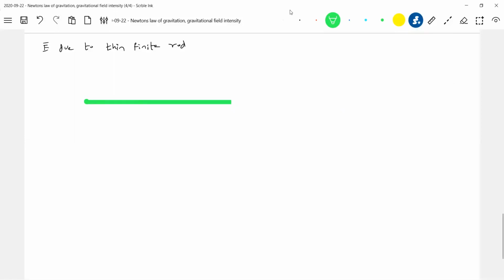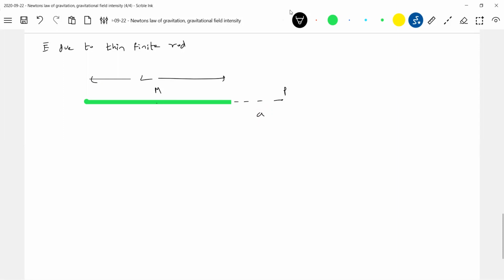What is our next object? First, the field due to a finite rod. So the length of the rod is L, and the mass of the rod is M. At a distance r, we'll write it. Let me write it. At point P, I want the field due to the rod. What is this rod? Mass M, length L.